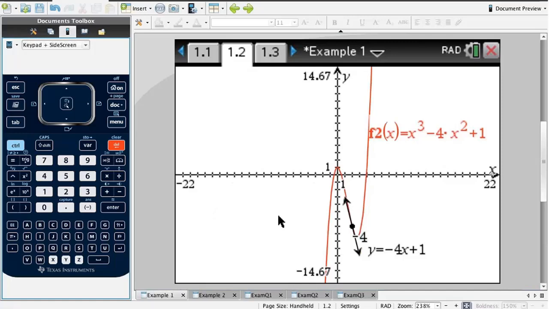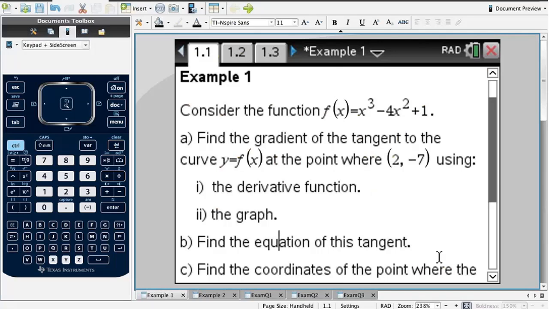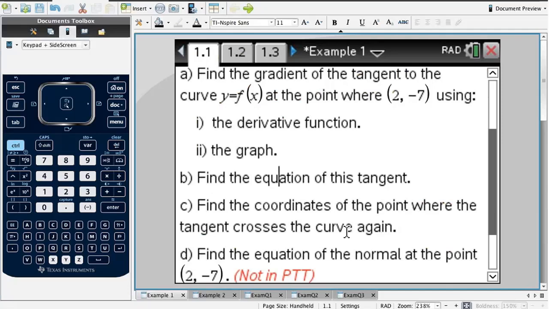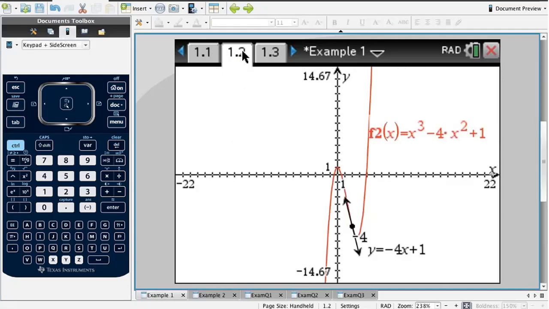Thank you, though. Okay, so now we're going to find the next question, which is find the coordinates of the point where the tangent crosses the curve again. At the moment, I can't see it. My tangent's too small. I know it's going to cross somewhere up here, but I can't see where it is.